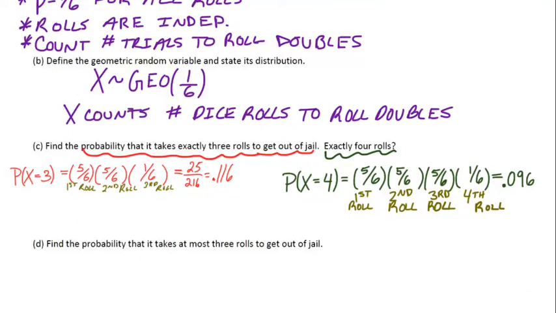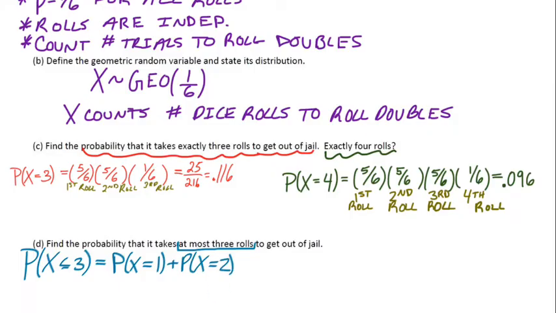And then part D says find the probability that it takes at most 3 rolls for us to get out of jail. So at most 3 rolls means that'd be the probability that X is less than or equal to 3, which accounts for all the cases where we get our success on the first roll. That's great. We get out of jail on the first roll. Or it takes us 2 rolls, or it takes us 3 rolls.